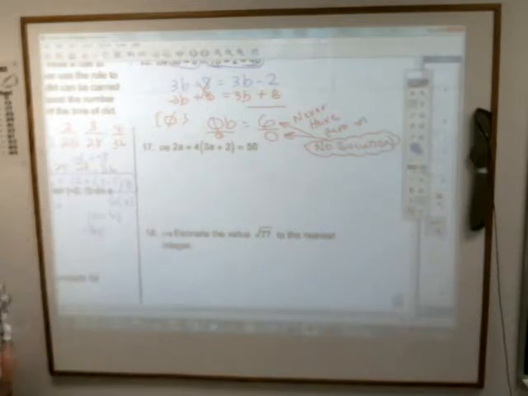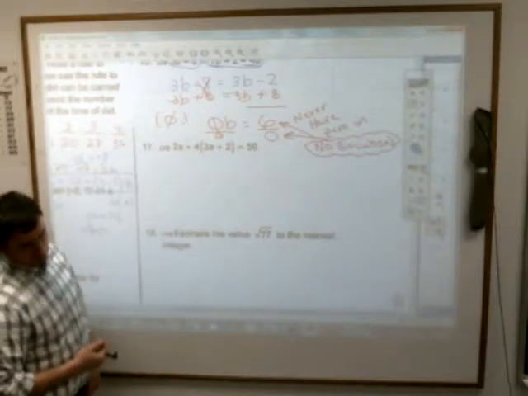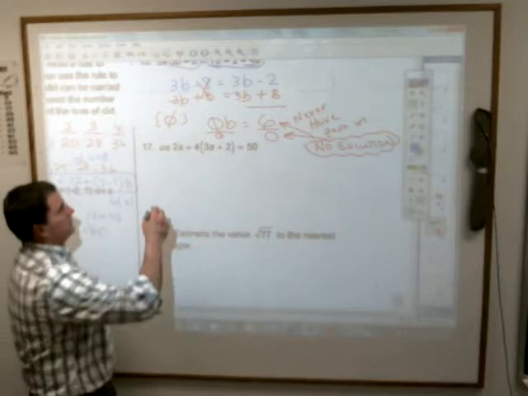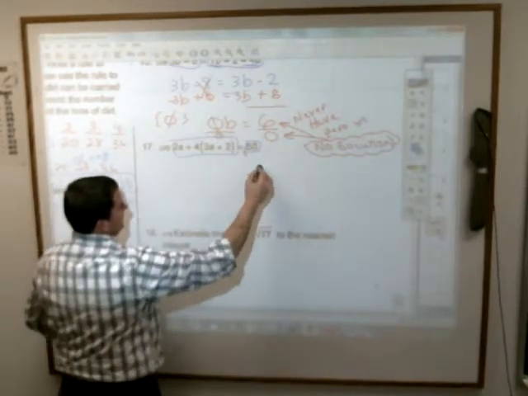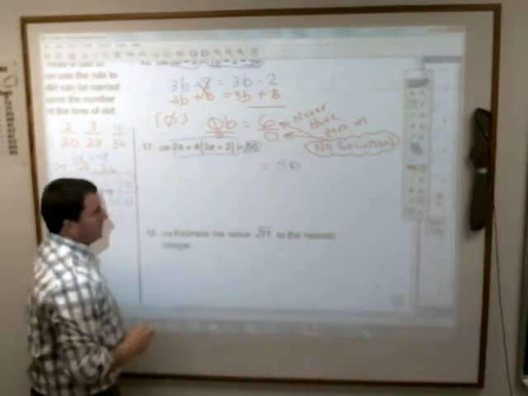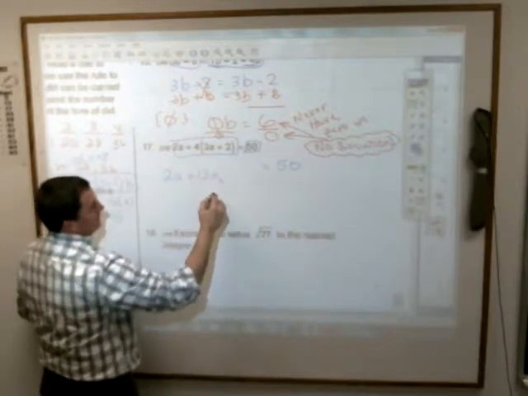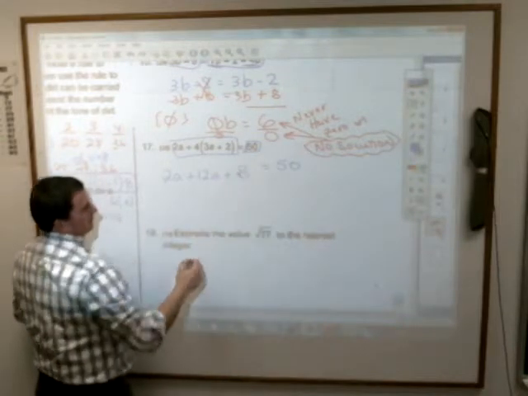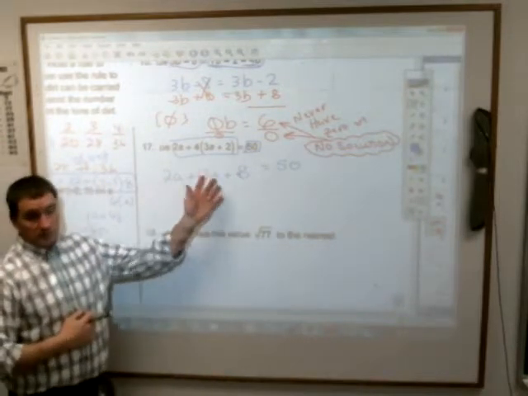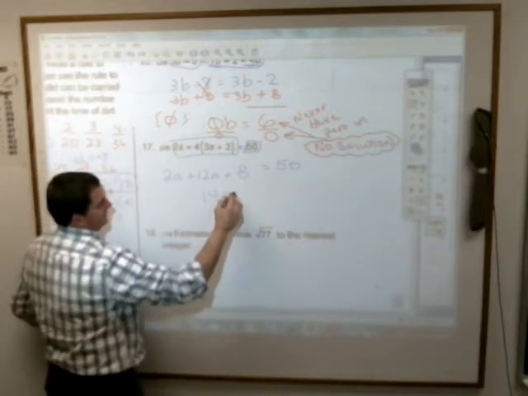So Jackson, what do I have to do first? Again, the first step is always to simplify what you can on each side. What can I do to this side? You can't simplify the 50, that's for sure. Use distributive property. And what do I get when I do the distributive property? 12a plus 8, correct? Now I'm still simplifying because I have 2 terms that have a's in them. I put them together, it is 14a plus 8.